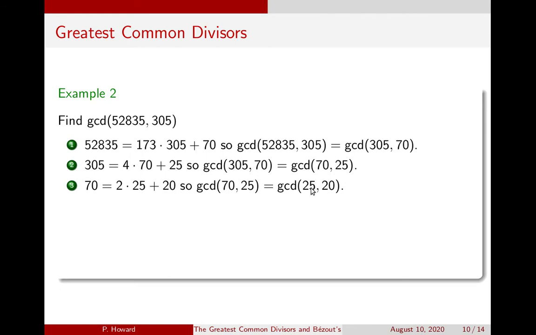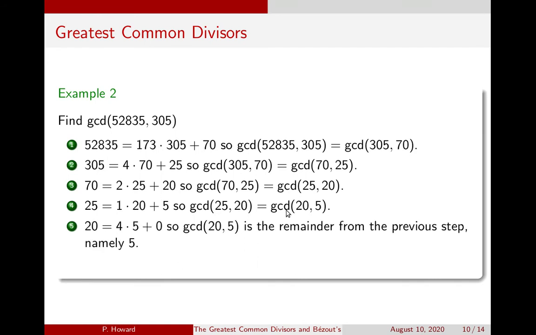So now I'm going to repeat the procedure with 25 and 20. Again, an easy division. 25 is 1 times 20, a quotient of 1, that is, and a remainder of 5. So the greatest common divisor of 25 and 20 is the same as the greatest common divisor of 20 and 5. And now, one more time, we will divide 20 by 5. 20 is 4 times 5, the quotient is 4, the remainder is 0.